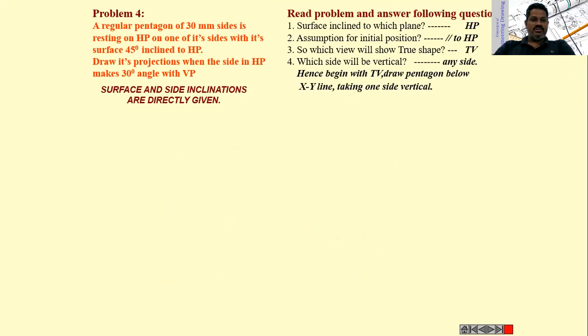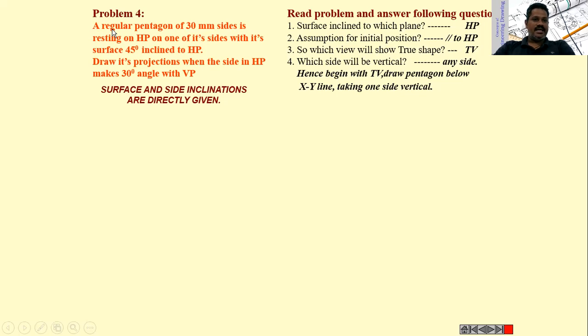I read out the problem. A regular pentagon of 30 mm side is resting on HP on one of its sides with its surface 45 degrees inclined to HP. Draw its projections when the side in HP makes 30 degrees angle with VP. In this case, the surface is inclined to the horizontal plane.